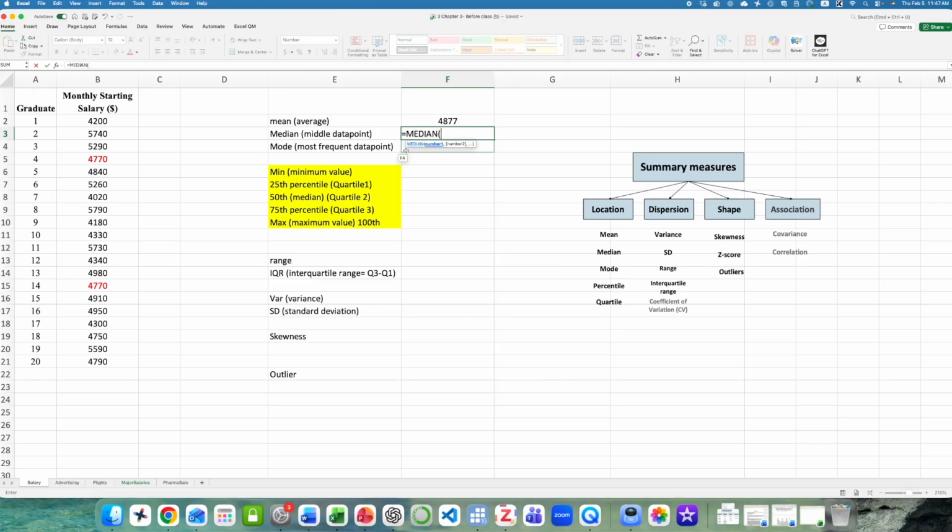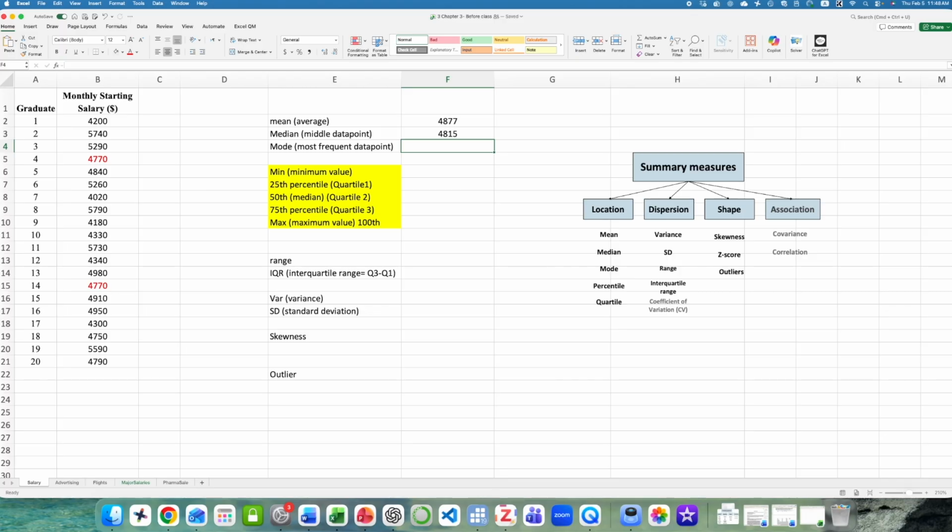And again, if I select this median, it asks me the numbers that I need to put in the function, and instead of single numbers one by one, I select the whole array of the numbers, B2 to B21. Enter. So the median is 4,815. It means that half of the graduates are earning below this number and half of them are earning above this number. Median is less affected by very high or low salary in our data set.